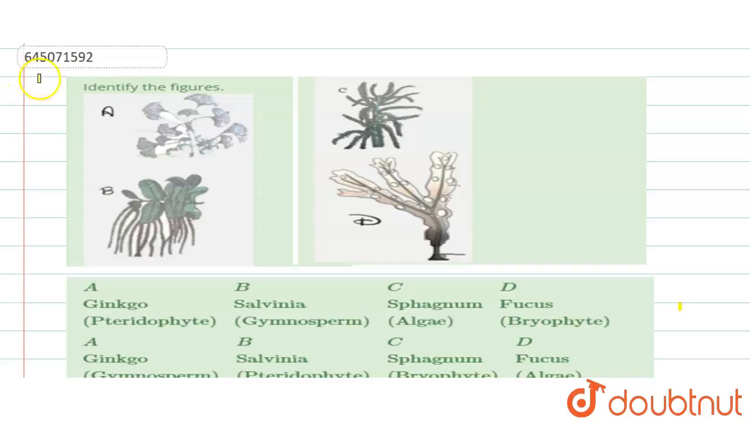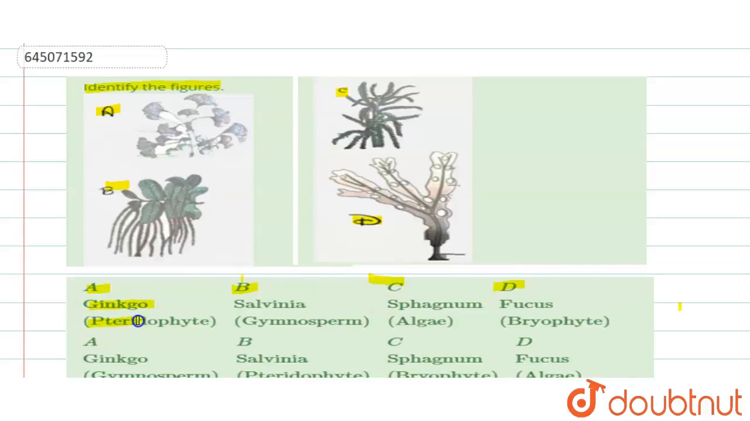Hello everyone. So let's start with today's question. The question is: identify the figures. Here 4 figures are given as A, B, C and D, and we have to identify what these structures are. Okay, we have to identify these plants.